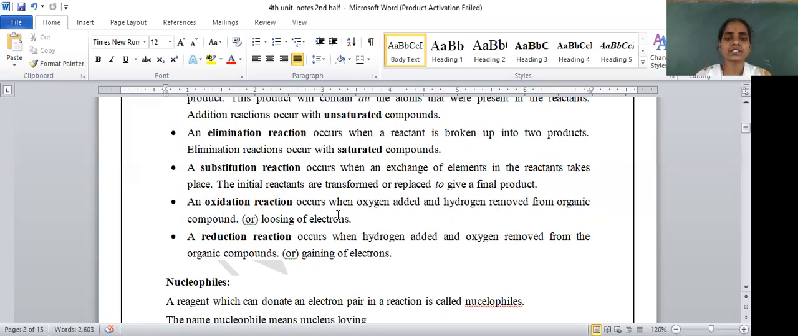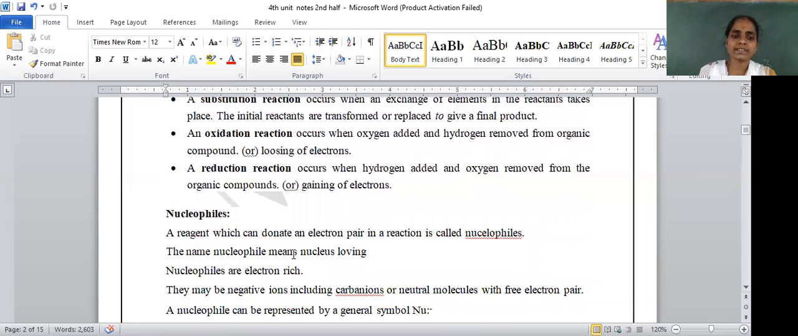And oxidation. Oxidation reaction is where oxygen is added and hydrogen is removed, with loss of electrons. And here the reduction reaction: reduction is the opposite of oxidation, where hydrogen is added and oxygen is removed, and here the gaining of electrons is taking place.